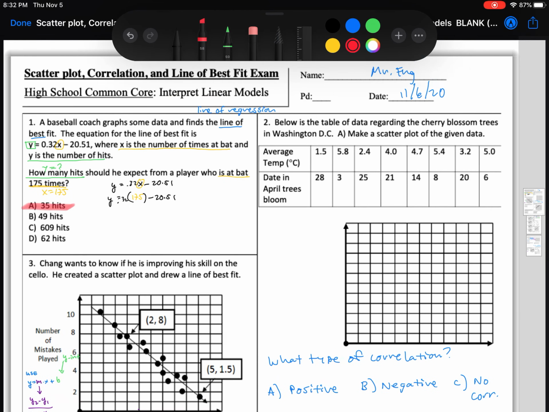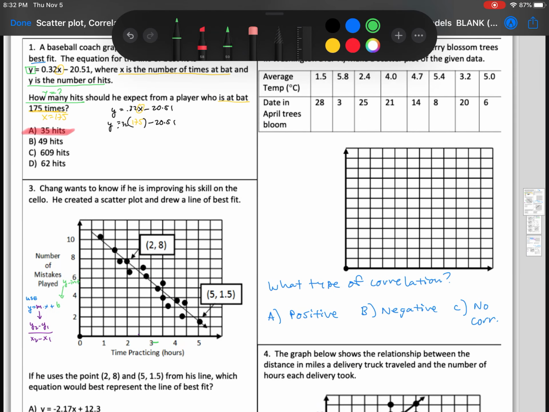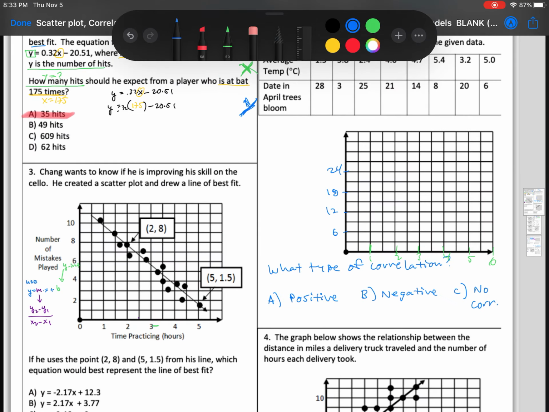Below is the table of data regarding the cherry blossom trees in Washington, D.C. Make a scatter plot of the data. So let's go ahead and do that. If I look at my numbers, I see a range in the x's from 1 to 6. So I might go 1, 2, 3, 4, 5, 6. And for the y's, I see I have a range of up to 25. So I might count by 6, 12, 18, 24.